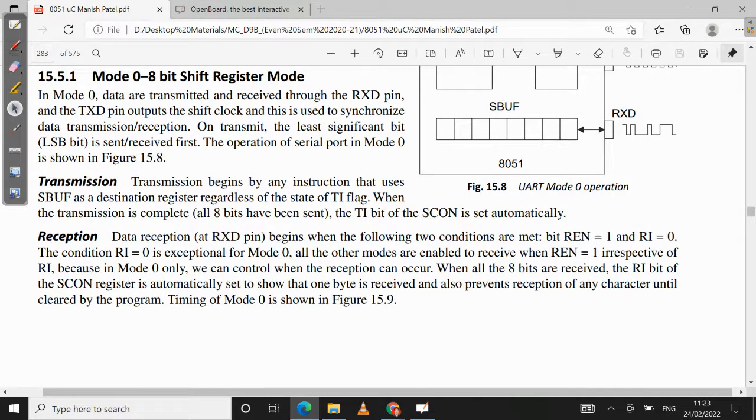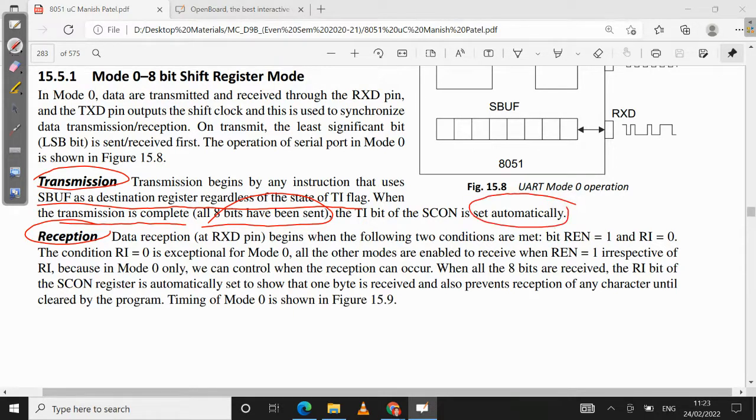Okay. So please read about the transmission, read about the reception. Already we have done this, so no explanation is required from my side. Then also one important thing, that transmission begins by an instruction that uses the SBUF as a destination register regardless of the state of TI. When the transmission is complete, all 8 bits have been sent. The TI bit of the SCON register is set automatically. Yesterday's lecture I have explained to you about the TI. Similarly for RI also the same explanation is available. So I request everyone to go through this explanation properly.